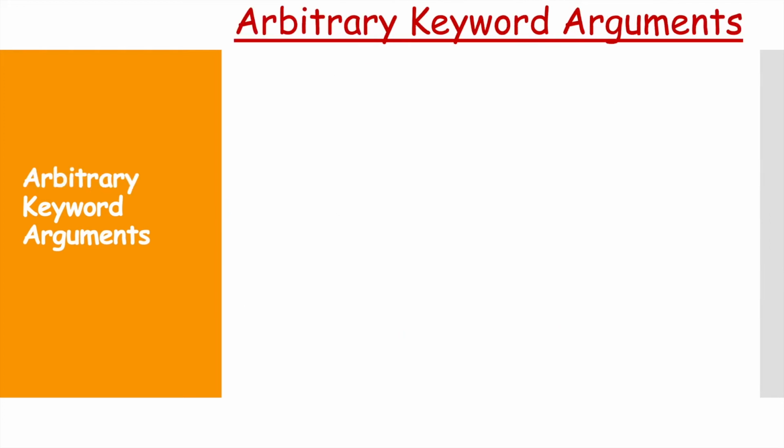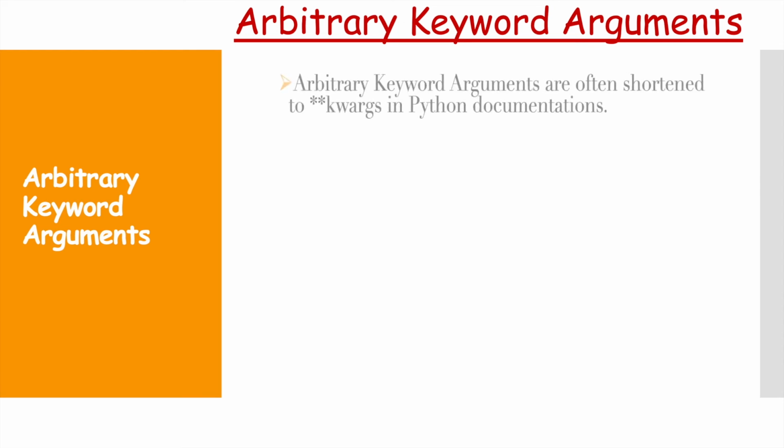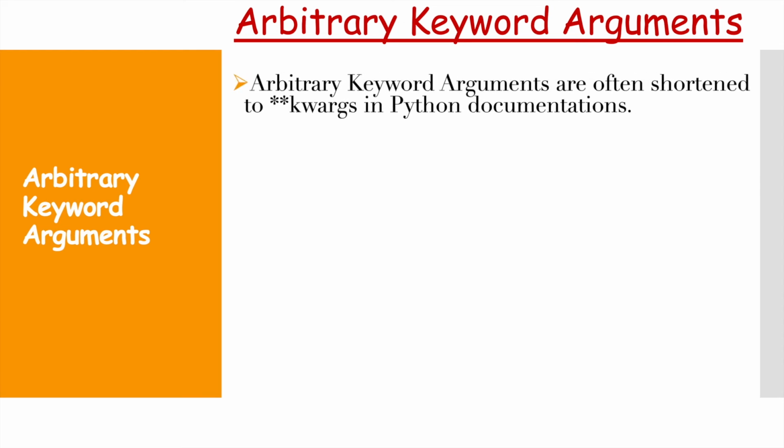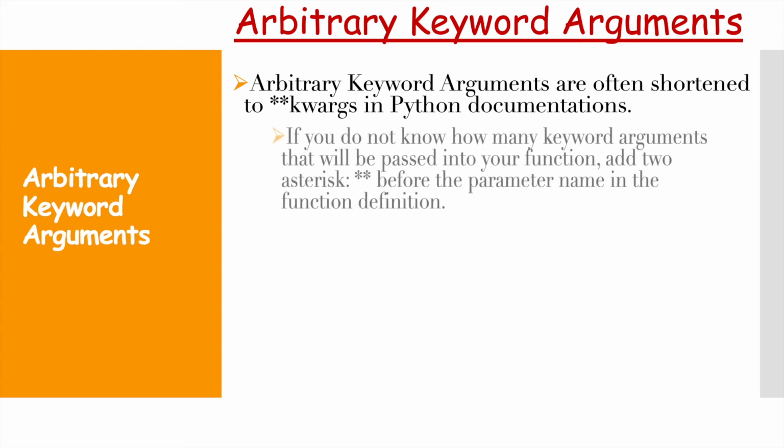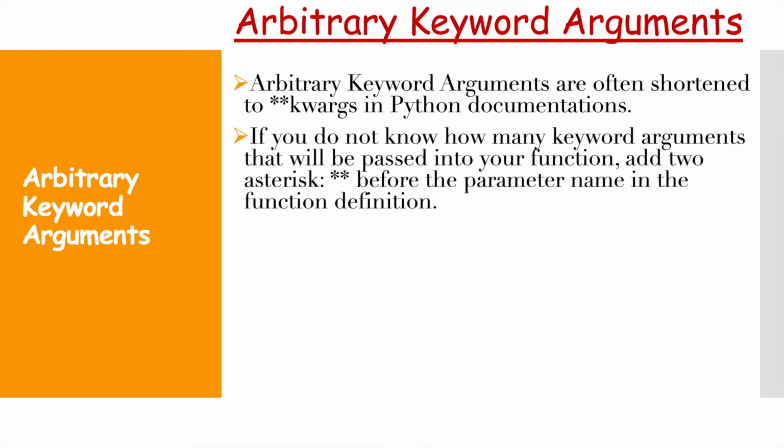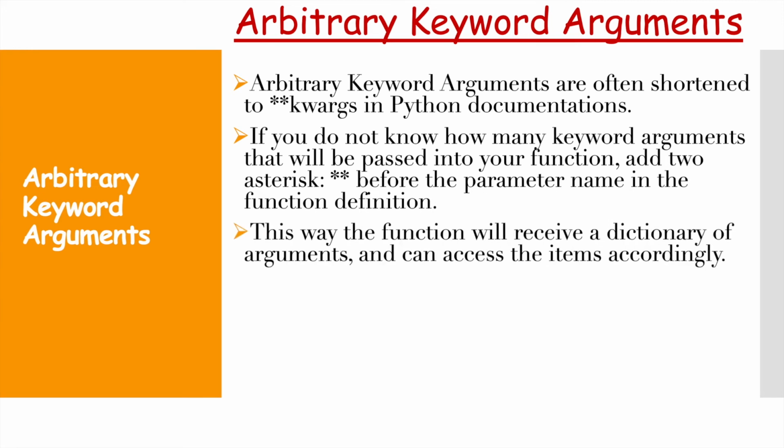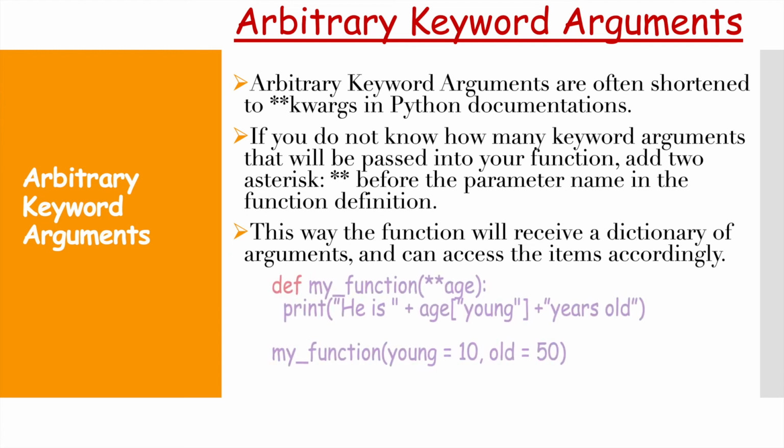Now let's see what arbitrary keyword arguments are. Arbitrary keyword arguments are often shortened to **kwargs in Python documentation. If you do not know how many keyword arguments will be passed into your function, just add two asterisks before the parameter name in the function definition. This way the function will receive a dictionary of arguments and can access the items accordingly. Now let's see with the help of an example.